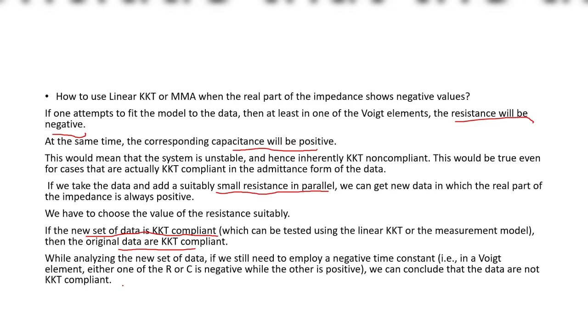But even after putting a resistance in parallel, if I get a negative time constant, then I can say that it is not KKT compliant. So even after putting a resistor in parallel, I find the fit, and after getting the fit I find the R, C and every value. If the time constant is negative, I can say that the data is not KKT compliant. Basically, it is not just about fitting the data using a circuit model. It is about analyzing the values of the capacitor, resistor and everything you have got to see if they have some physical significance. I hope that is clear.